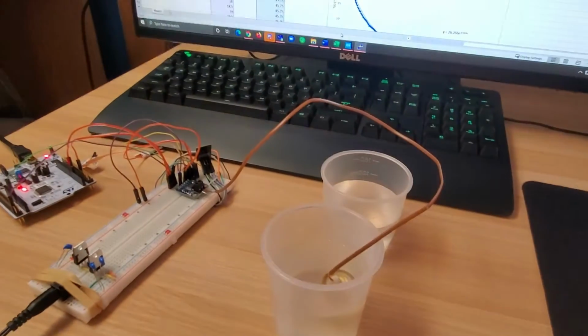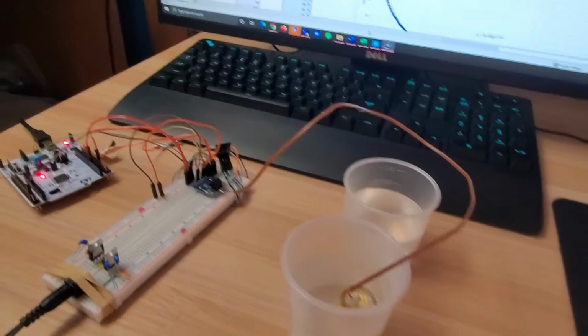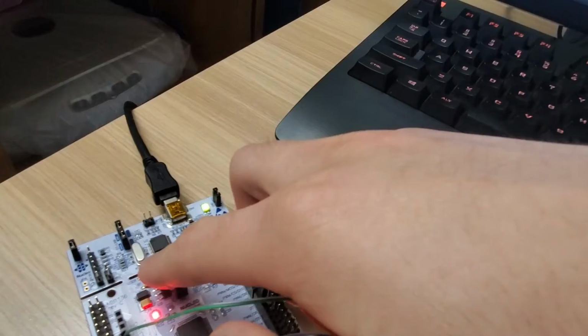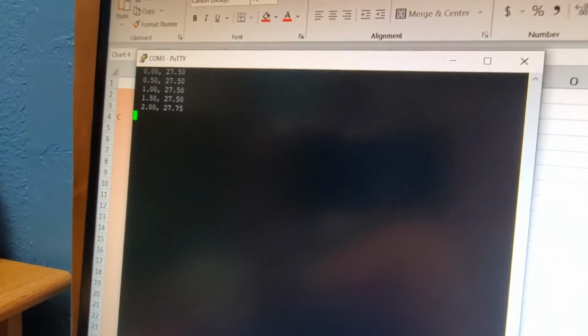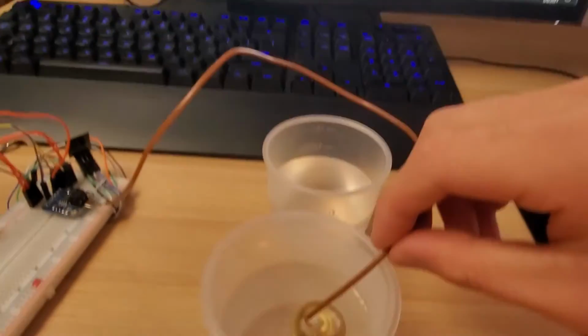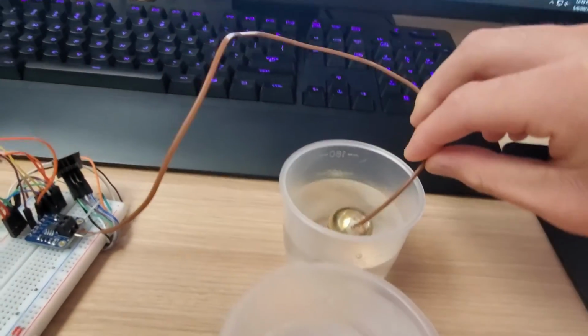We'll show you that my circuit works. It is currently in lukewarm water, and if I look at the PuTTY, there's currently some data points, but if I press the blue button, it will reset and start collecting data points, and as you can see, it's in lukewarm water and the temperature is increasing over time. And if it's in cold water, then we'll see that it is slowly decreasing.